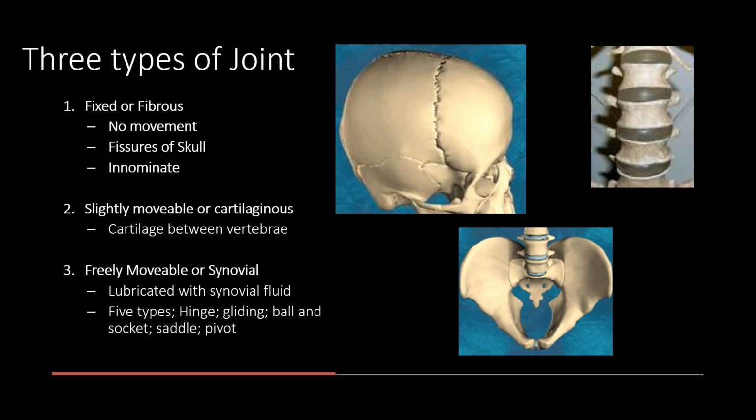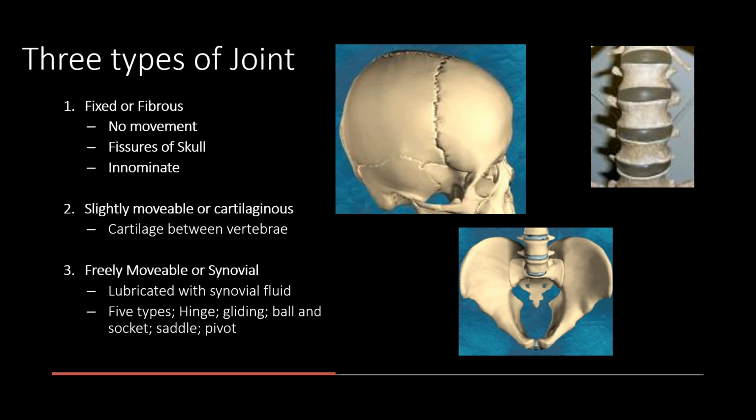By the time you have a toddler, the head is almost full size and will be out of proportion with the rest of its body. So the skull bones and the innominate bones are a good example of a fixed or fibrous joint. A slightly movable joint or cartilaginous joint, a good example of this would be the vertebrae. The vertebrae only move very, very slightly. And in between each vertebra we have a disc of cartilage which absorbs the shock and protects the vertebrae from damage in the spinal column.